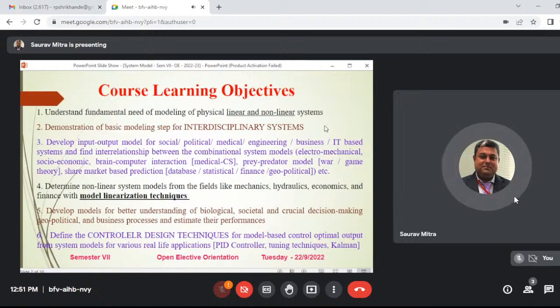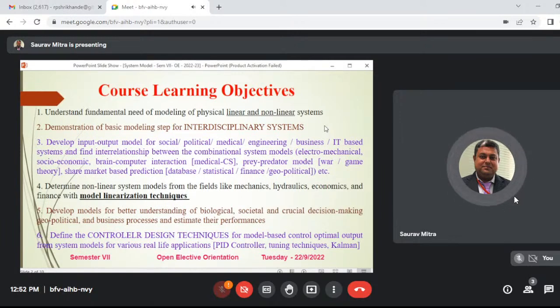Determination of nonlinear system models. Mainly in engineering, you see very linear, very easy systems, but around us, whatever systems you find are nonlinear. We'll touch a little bit on nonlinear system modeling, but mainly we'll be dealing with linear system modeling in the fields of mechanics, hydraulics, economics, finance, etc. Whenever the process is nonlinear, we can linearize it first and then find its output. There is a linearization technique that we are also going to learn in this subject through very small numericals.